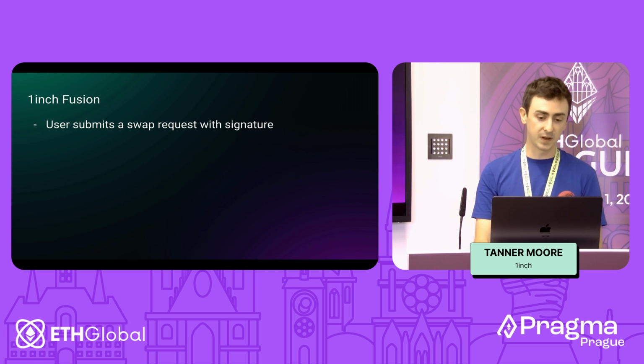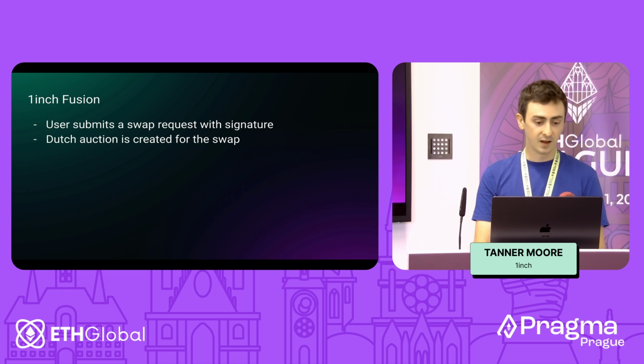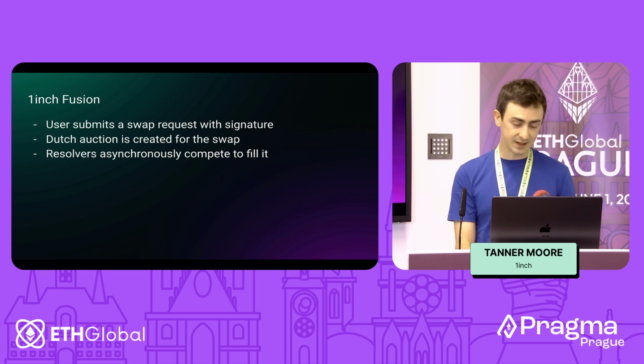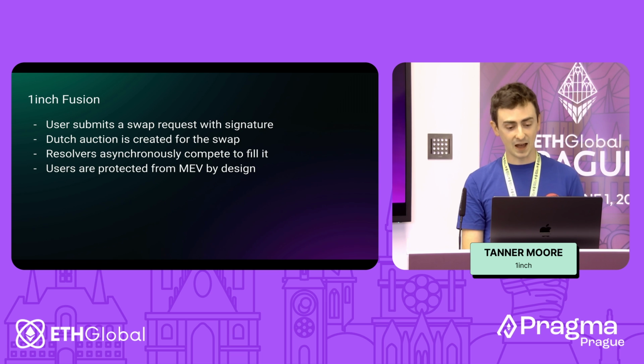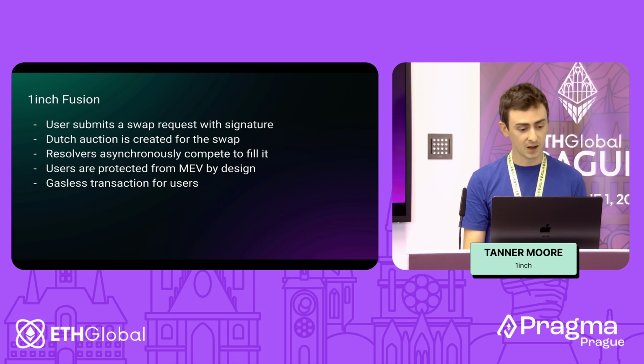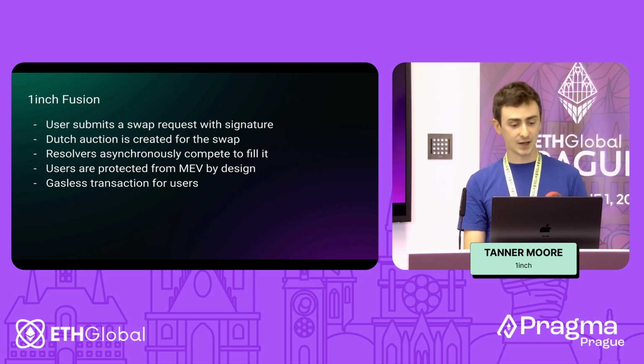This is where the user submits a swap request with a signature. It starts a Dutch auction that is created for this specific swap. Resolvers then asynchronously compete to fill this swap for the user. And users are protected from MEV by design, which is just ways that people extract value out of the more traditional on-chain swaps. These are also gasless transactions as well, just a lot of little things that slowly make the UX better and better for users.